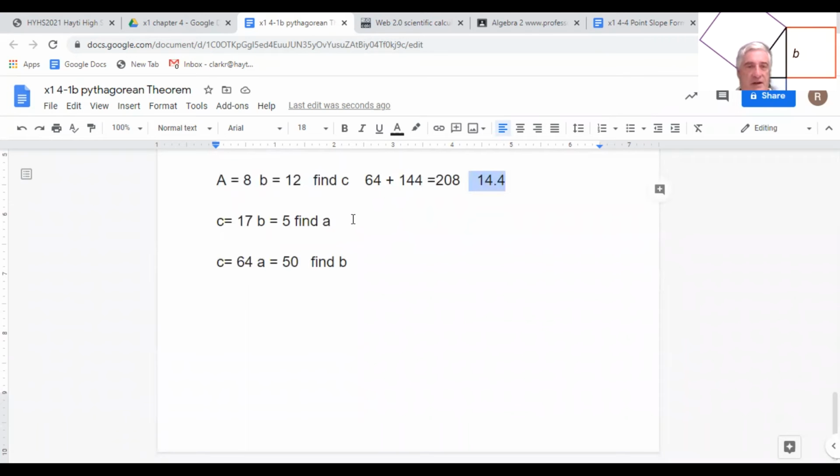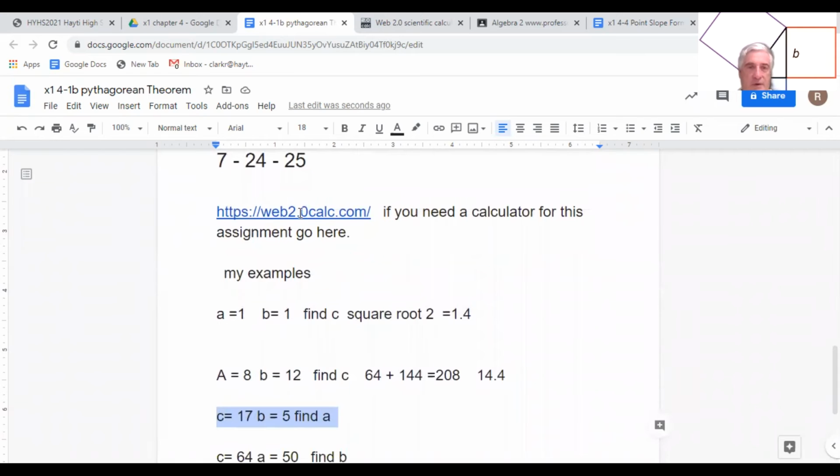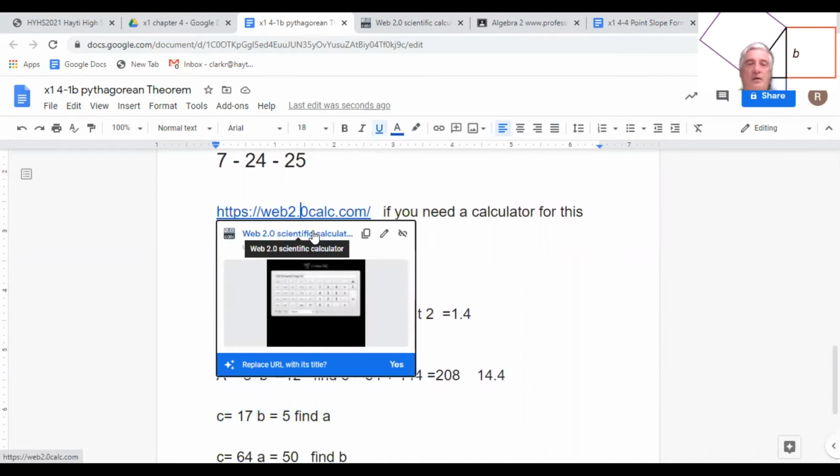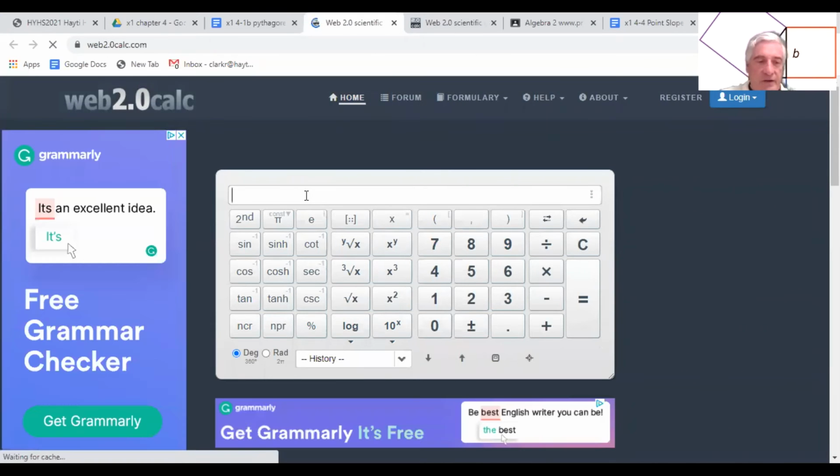Here we have 17 and 5. And we're going to find A. Notice that I'm giving you C. So here you have to subtract it. 17 squared minus 5 squared. So let's go with that. This would be 17 times 17 minus 5 times 5. We don't need a calculator for that. We know that's 25. We hit equals.